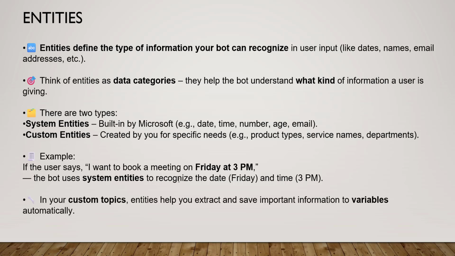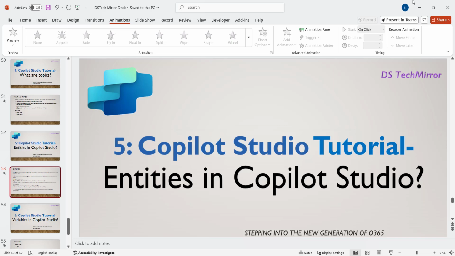And one last point, in custom topics, entities help to extract and save important information. This is the same thing. So using an entity, it will extract the information and save it to the variable. So this is about entities. Now let's go back to Copilot Studio.